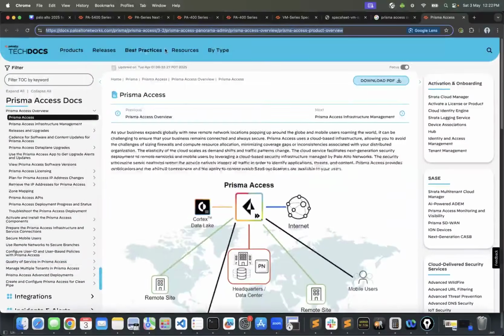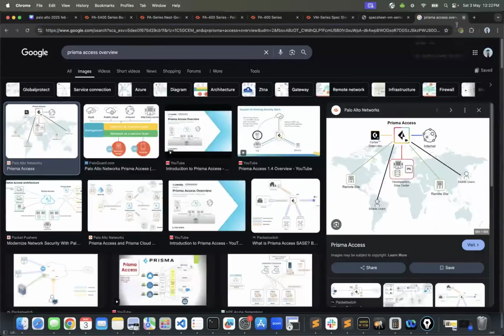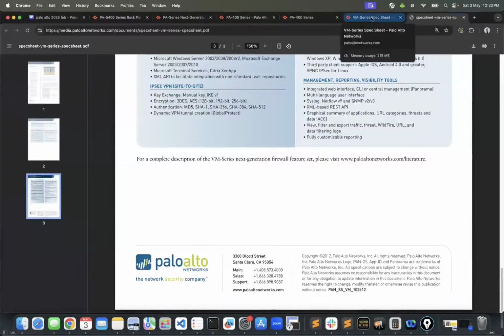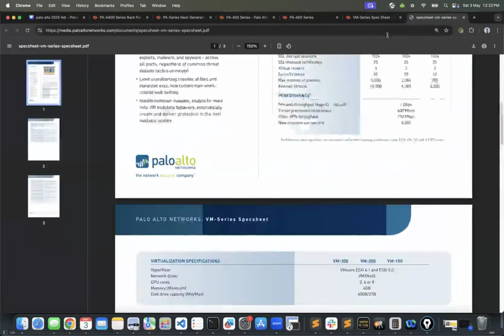If you want to learn Prisma, I'm giving you the path. But before learning Prisma, you have to be 100% knowledgeable in Palo Alto. Understood, sir. It's like you do your 10th, then you go on to graduation or IIT or something.